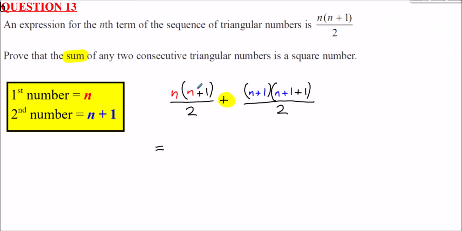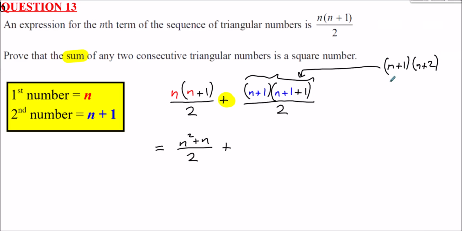So n times n plus 1, that's going to become n squared plus n. So I have n squared plus n all over 2 for that one. And this one here, this is going to become n plus 1 multiplied by n plus 2. So if I just say all of this here, that's the same as n plus 1 times n plus 2. Because n plus 1 plus 1 is, of course, n plus 2. And if I were to expand this out, I'd have n squared. n times 2 is 2n. 1 times n is n, making 3n. And 1 times 2 is 2.